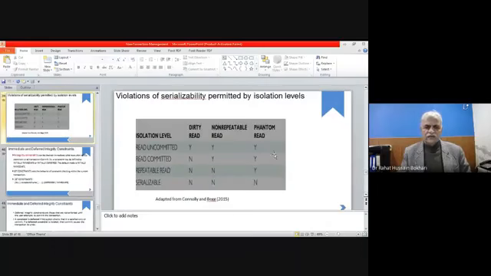So these violations are permitted: dirty read, non-repeatable read, and phantom read. For that, we have read uncommitted, read committed, repeatable read and serializable. For dirty read, that is allowed only in read uncommitted, and not allowed in the other three. For non-repeatable read, the first two levels allow it, and the other two do not. And for phantom read, read uncommitted, read committed and repeatable read allow it, but serializable does not.